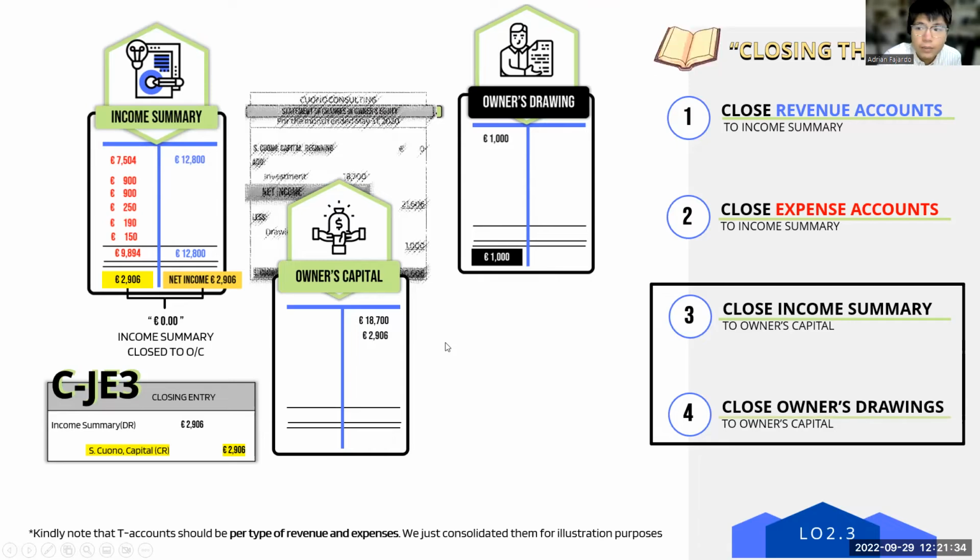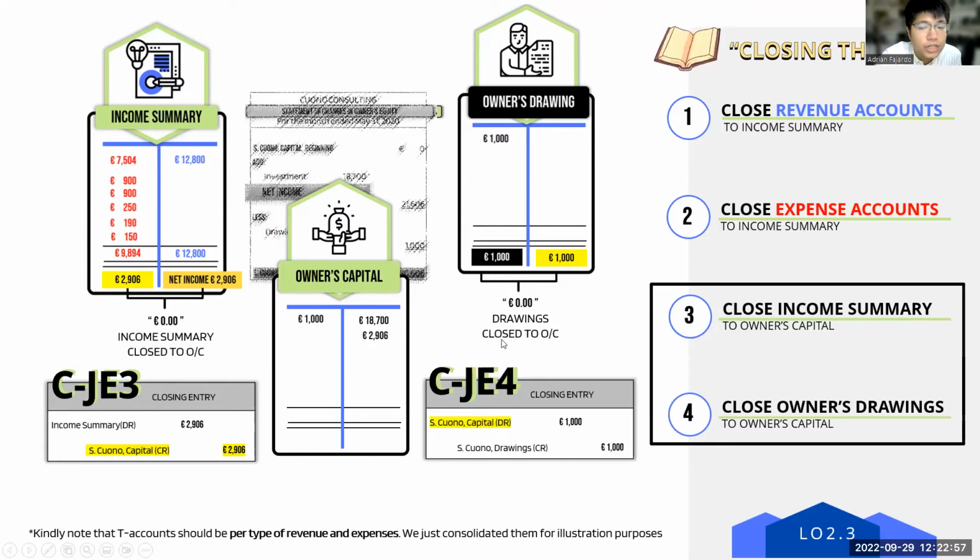Now let's move on to the last step, which would be to close our owner's drawings of 1,000. So again, the normal balance of the owner's drawings is a debit, and therefore we have to credit 1,000 in order to zero this out. But then the credit of 1,000 is a corresponding debit in the owner's capital of 1,000. And therefore, we zero out drawings and we close it to owner's capital. So 1,000 debit, 1,000 credit, 0. Represented by the last journal entry, debit owner's capital 1,000 and then credit owner's drawings 1,000, right?